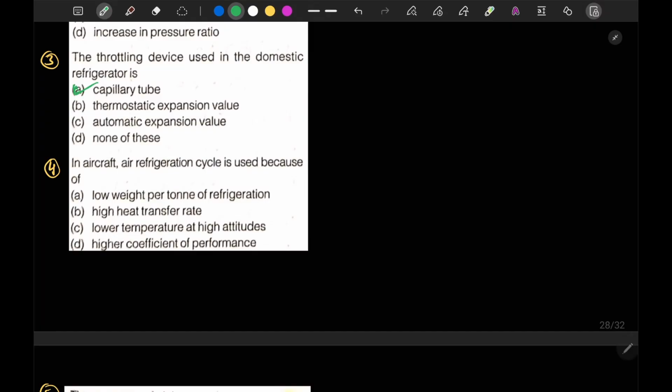In aircraft, the air refrigeration cycle is used because of the options: low weight per ton of refrigeration, high heat transfer rate, lower temperature at high altitude. So it is used because of low weight per ton of refrigeration. So the aircraft air refrigeration cycle is used because it is lightweight.